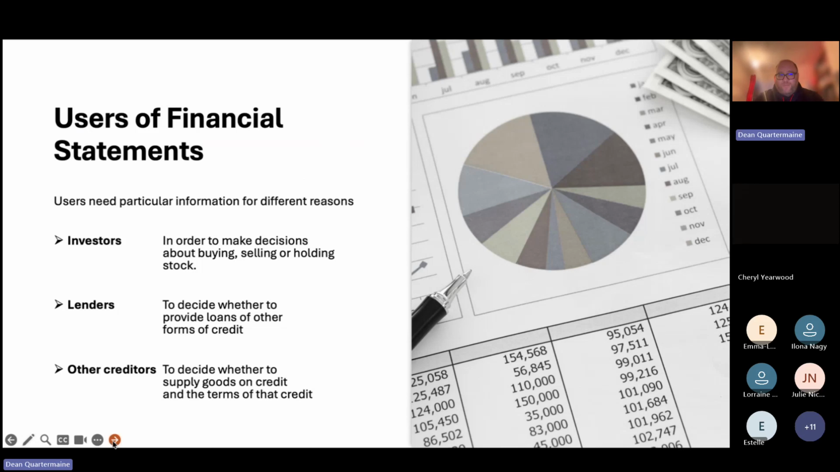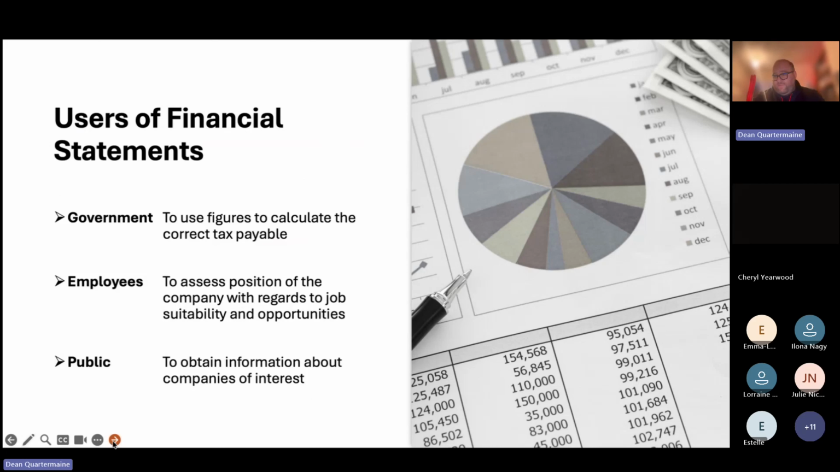Again, creditors, not quite as much as banks, but they generally want to understand risk and manage that risk. Yeah, so nobody would just lend someone an unlimited amount of money. Everybody needs to understand the risk and then make a decision around what's a sensible amount of risk to take. So more users then, well, the government, those people that none of us like, because they use the figures from financial statements in order to calculate the correct amount of tax that's payable by that business.